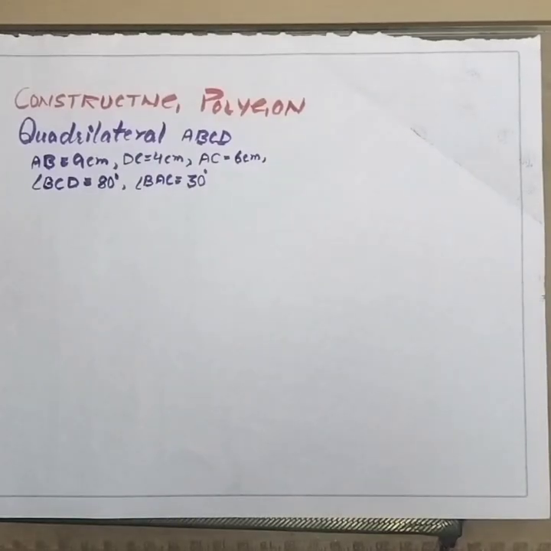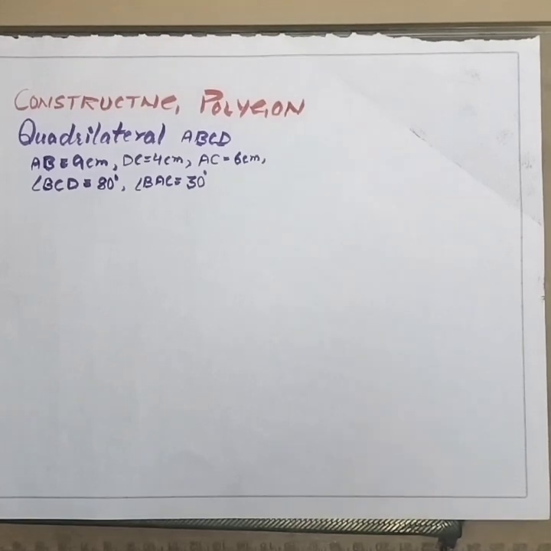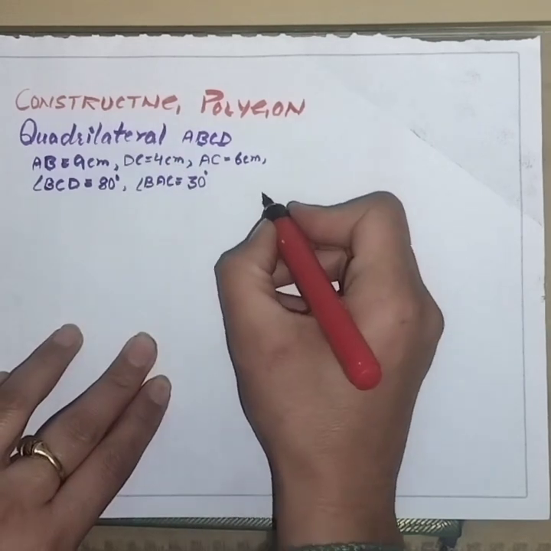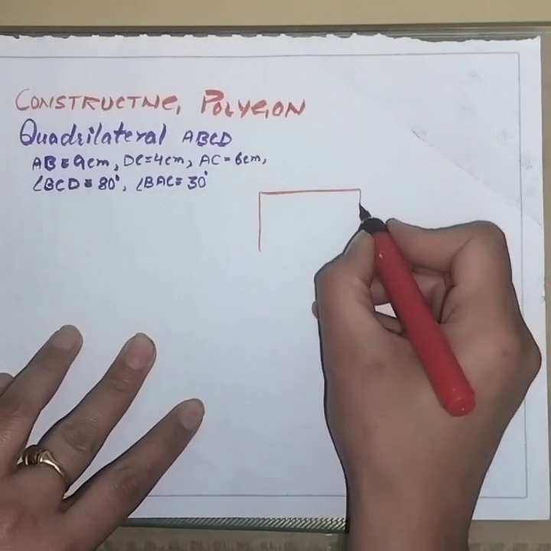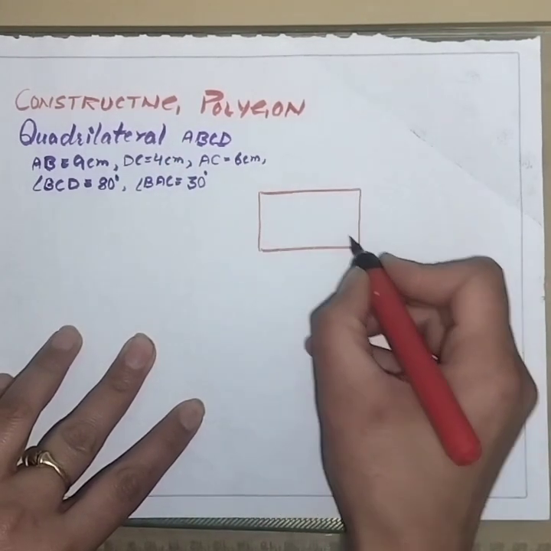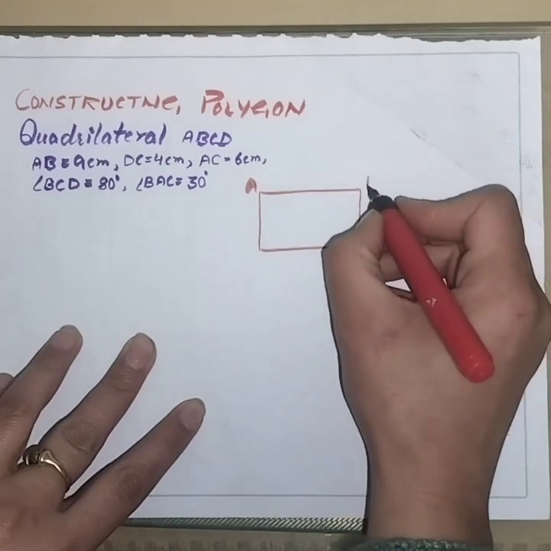Hi everyone, let's start constructing one more polygon of the given measures. Here you have been asked to construct a quadrilateral ABCD with the given measures. So the very first step is to draw the dummy, and the dummy here is going to be of a quadrilateral. Nothing special to keep in mind, just draw a random dummy which is ABCD.